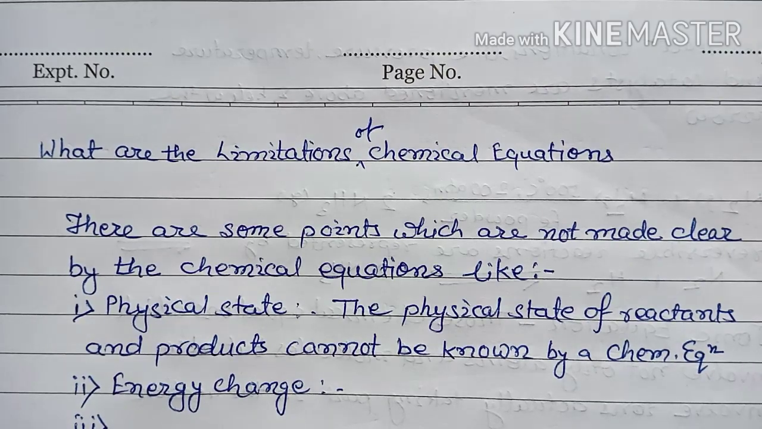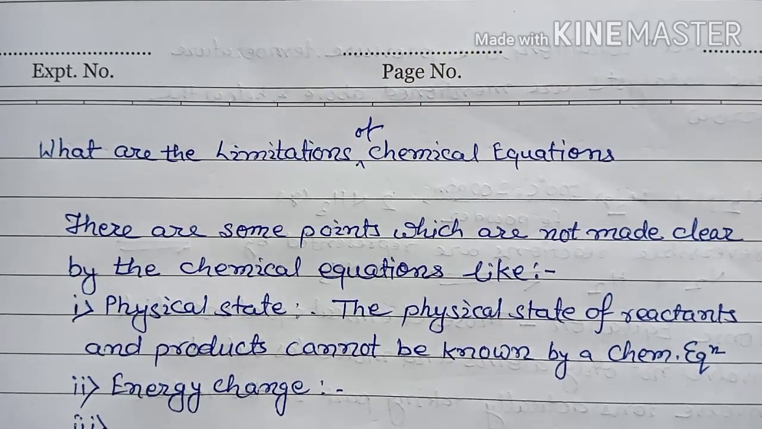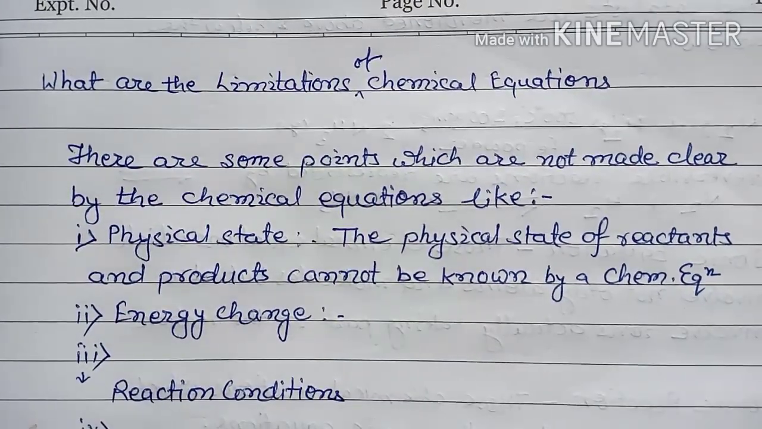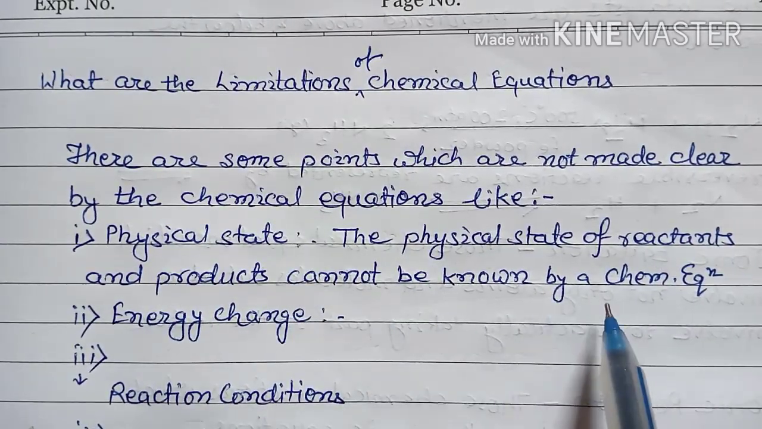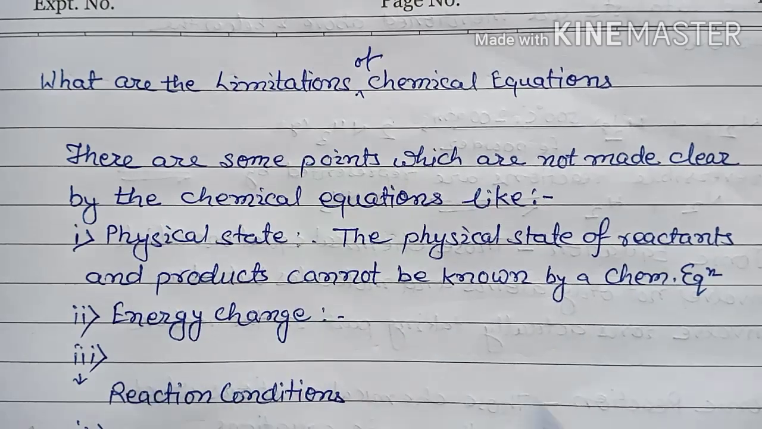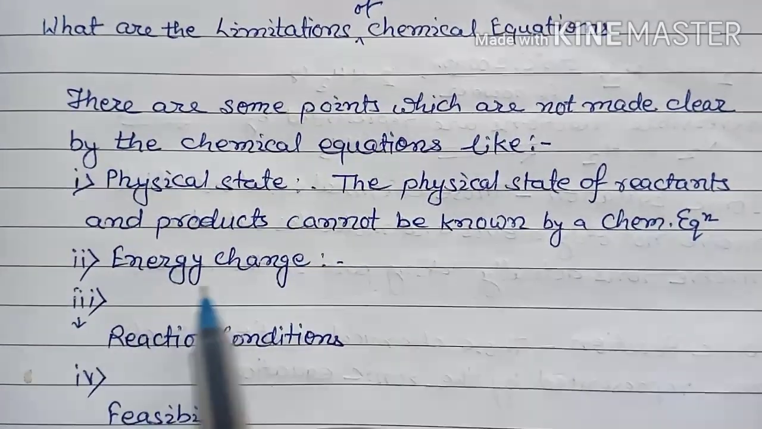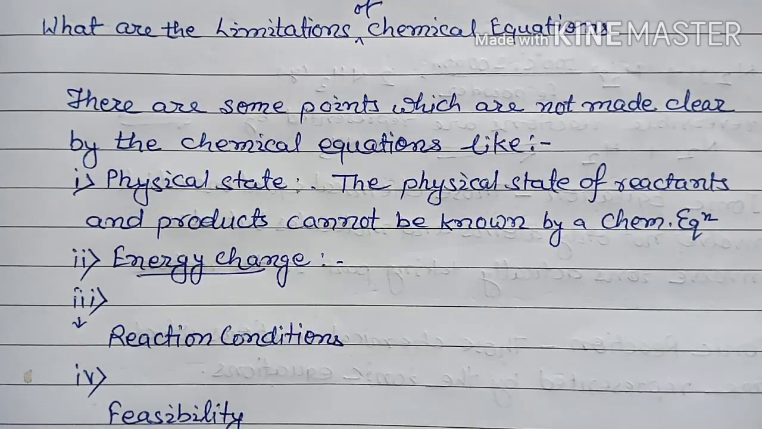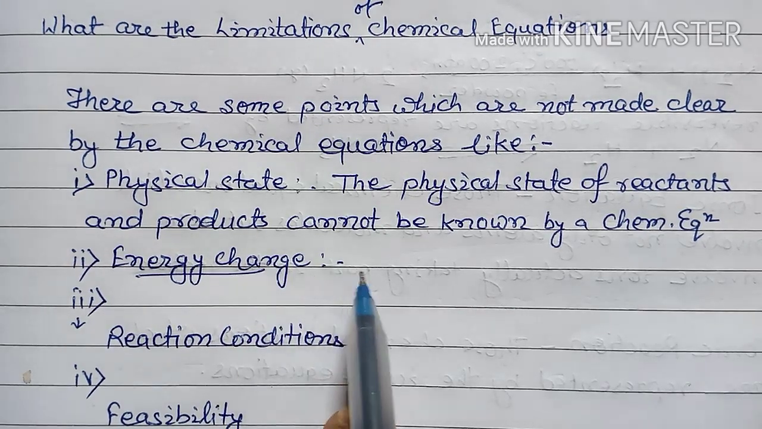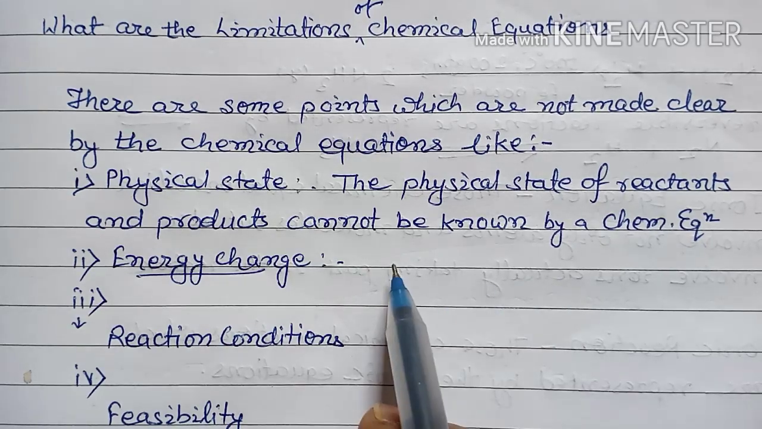For example, the physical state. The physical state of reactants and products cannot be known from a chemical equation. Next is energy change. A chemical equation does not provide information about the energy change, that is, whether the reaction is exothermic or endothermic.